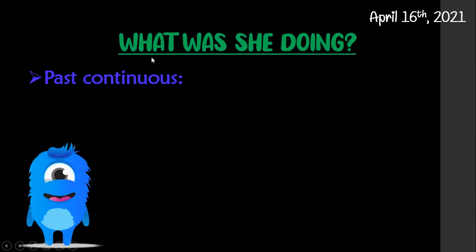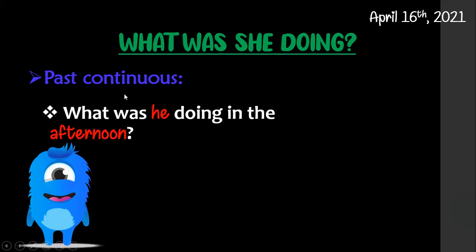Look here, it says, what was she doing? As you can read, past continuous. This is a tense in English. So here we have a question. What was he doing in the afternoon? So we are asking about someone, a boy. What was he doing?